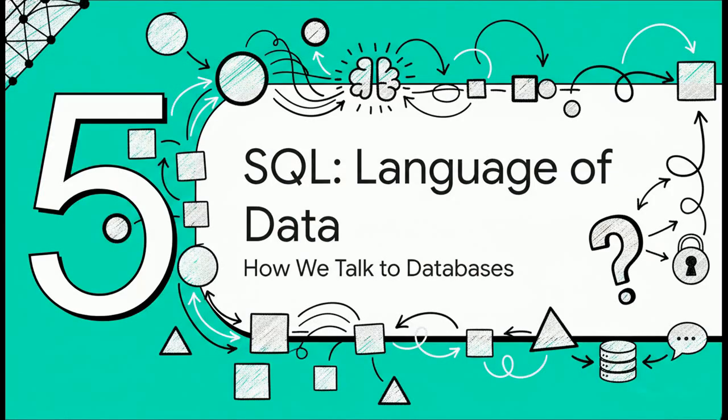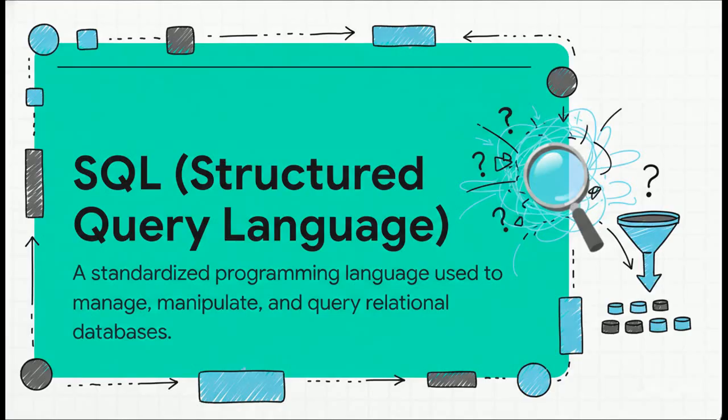Okay, so we figured out how the data is stored and connected. But having an organized library is pretty useless if you can't actually ask the librarian for a book. So how do we communicate with the database to get information out? For that, we need a special language. And that language is SQL, which stands for Structured Query Language. Now, please don't let the term programming language intimidate you. It's really more like a very precise, very powerful way of asking questions to get exactly the answers you need from your data.